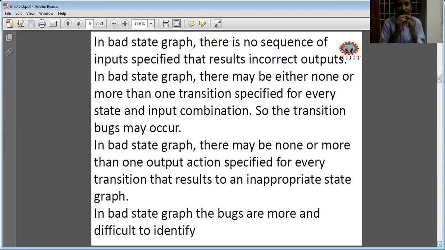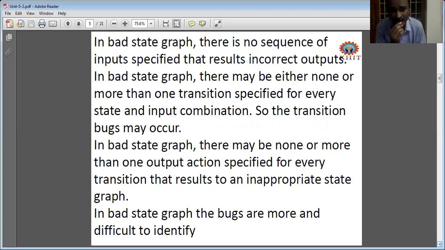In a bad state graph, there is no sequence of inputs specified that results in correct outputs. There is no sequence of inputs specified that results in correct outputs.